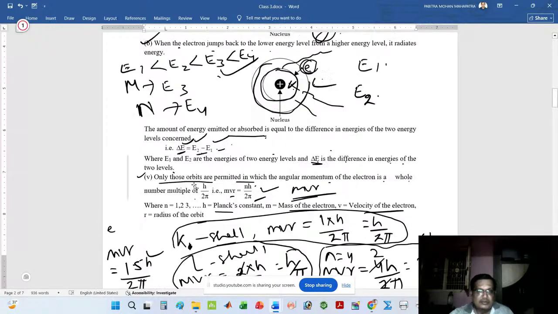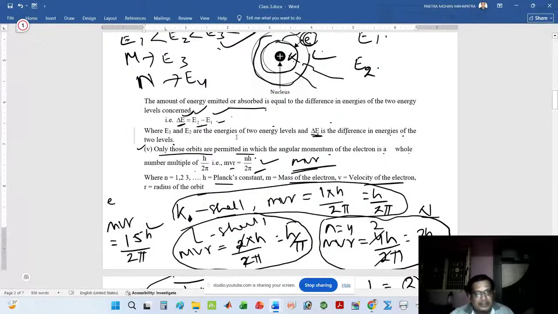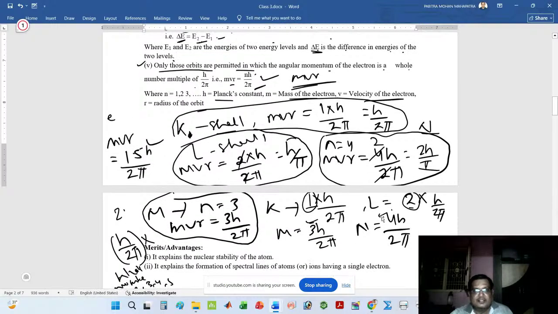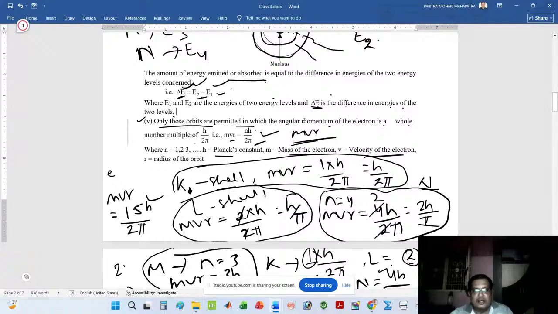So here I want to repeat, only those orbits are permitted whose angular momentum is a whole number multiple of h by 2 pi, that is nh by 2 pi. So we can say that the orbits having angular momentum nh by 2 pi are allowed. Otherwise, no other orbits are allowed.